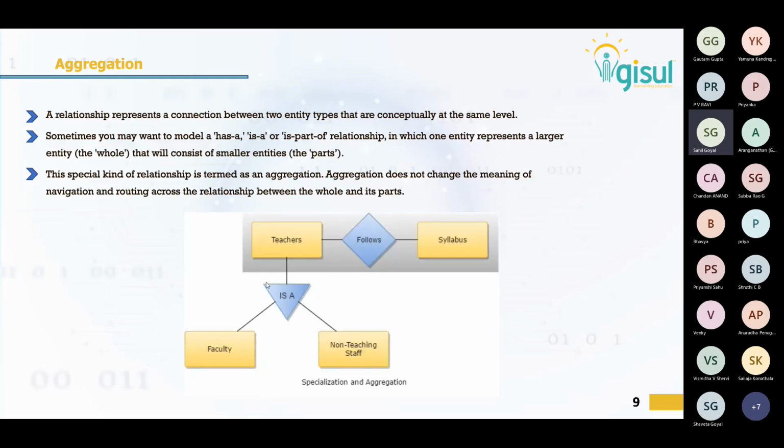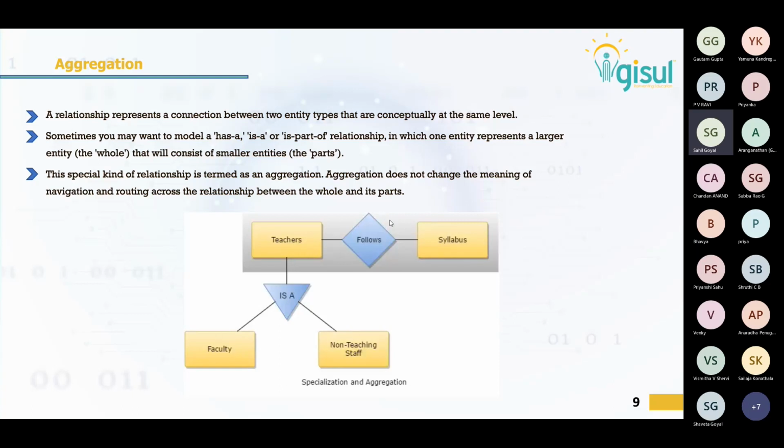Now, when our teacher is linked to two entities at a time, instead of using a diamond, we are using a triangle here. So in this case, instead of separating teacher has a faculty or teacher has a non-teaching staff, we are calling it so.